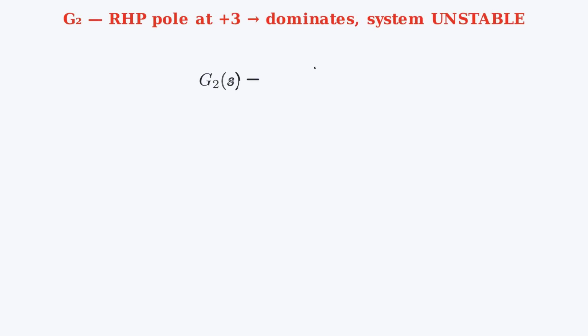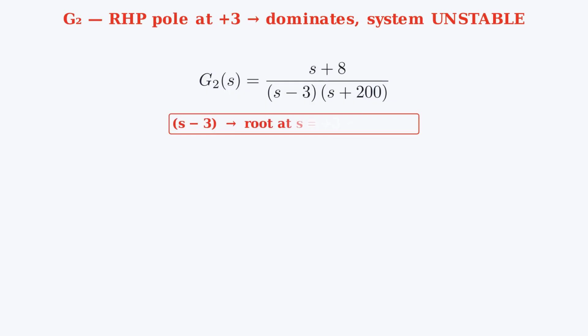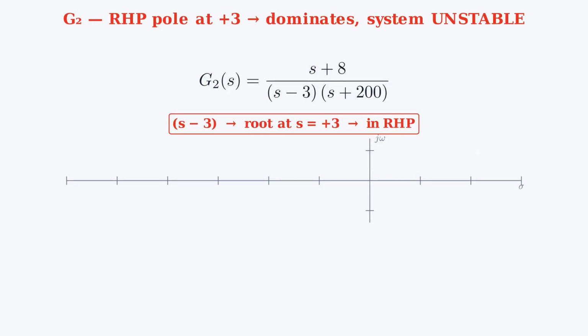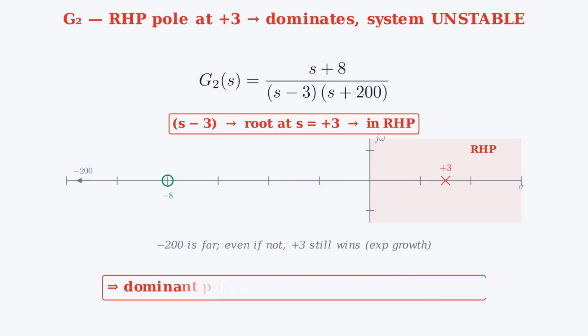g2 of s equals (s plus 8) divided by (s minus 3) times (s plus 200). Look at the denominator. The factor s minus 3 has a root at s equals plus 3. That is a pole in the right half plane. Right half plane pole means the system is unstable. The mode e to the plus 3t grows exponentially, while the other mode at minus 200 decays almost instantly. The unstable mode wins by a landslide.